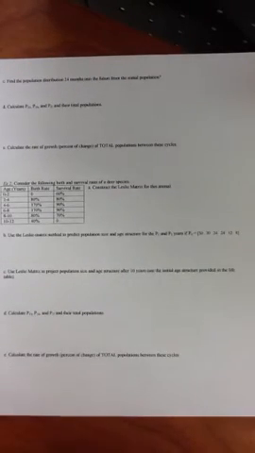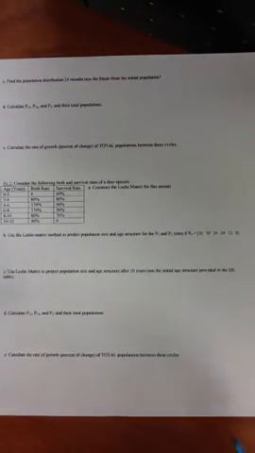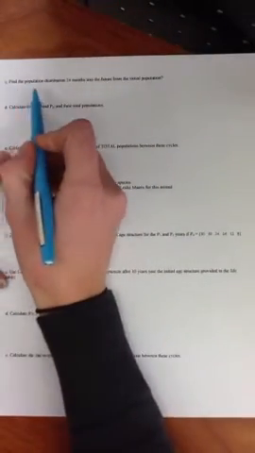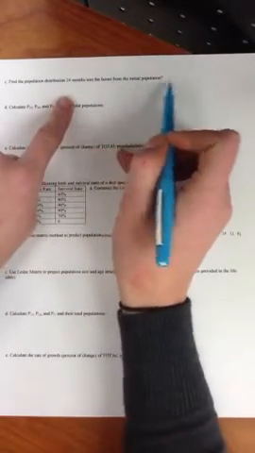Okay, so we're just going to finish up this example here. We're on part C now. I'm going to keep my other page nice and close because I'm still using information from the other page. So part C says, find the population distribution 3 months into the future from the initial population.